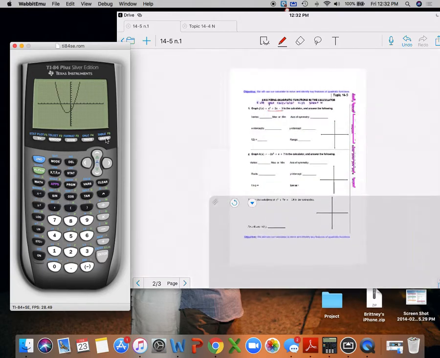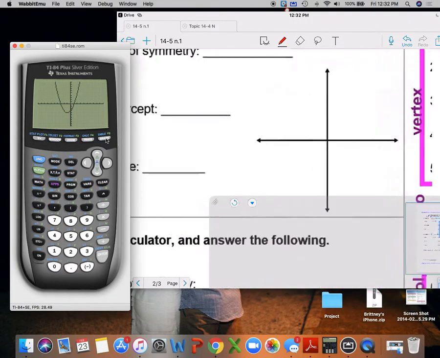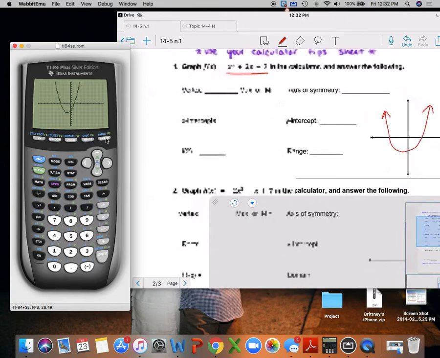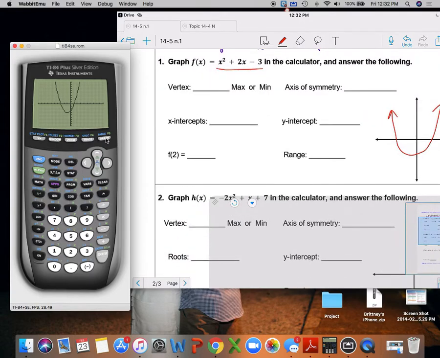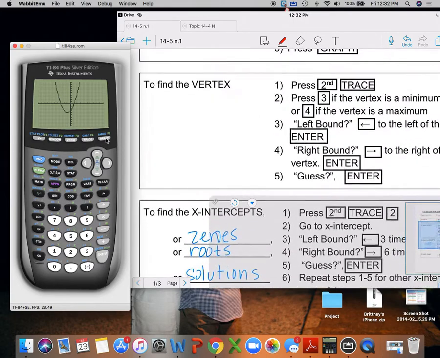So over here, on problem 1, I can draw a rough sketch. Looks something like this, and we'll come back and label some of these pieces as we find them. But this is, again, just a rough sketch. So to find the vertex, we're going to follow these instructions. To find the vertex, we click second trace. So trace is the second one in from graph. We click second trace.